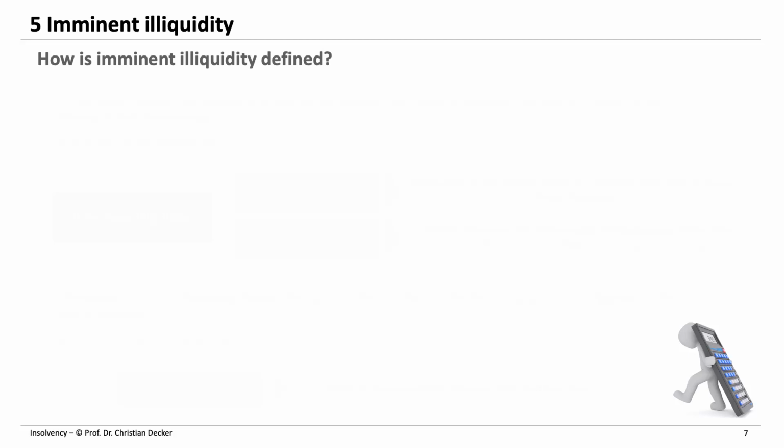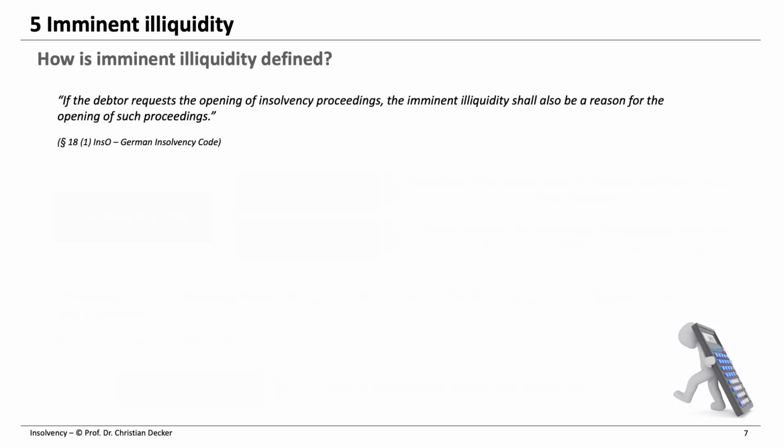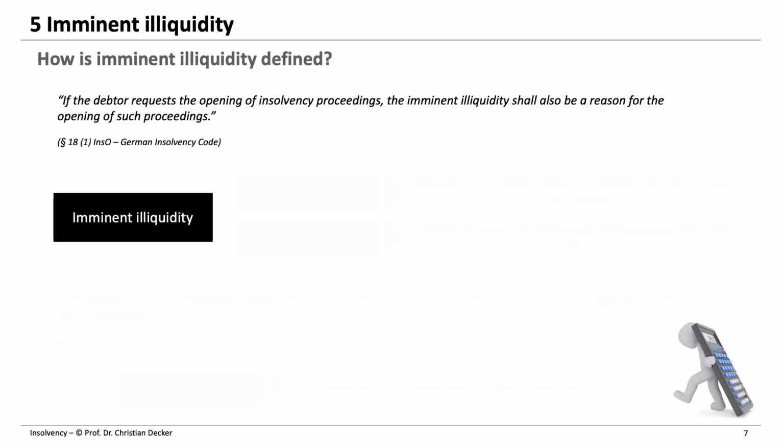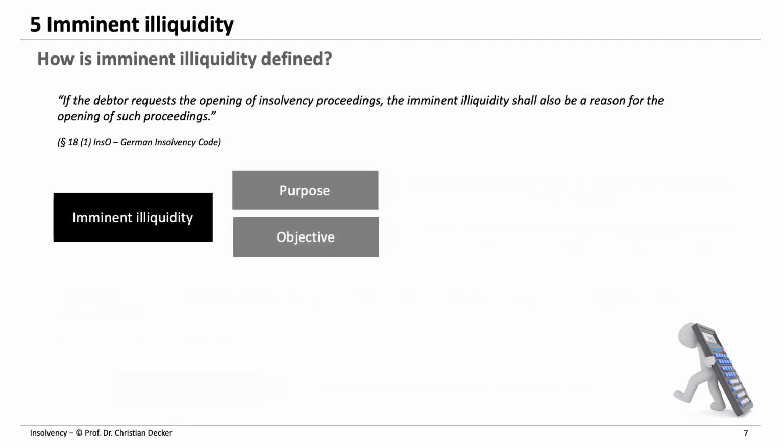How is imminent illiquidity defined? In this unit, we will look at the opening reason of imminent illiquidity. Section 18.1 of the German Insolvency Code regulates this. If the debtor requests the opening of insolvency proceedings, the imminent illiquidity shall also be a reason for the opening of such proceedings. With the concept of imminent illiquidity, the legislator is pursuing a specific purpose or objective.